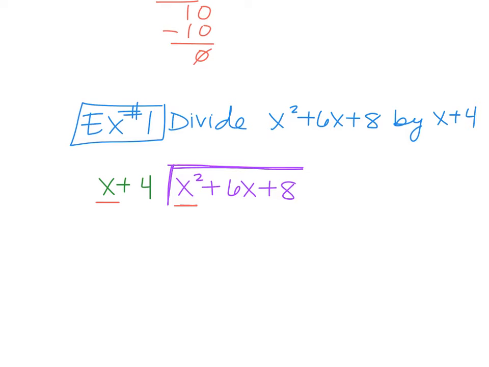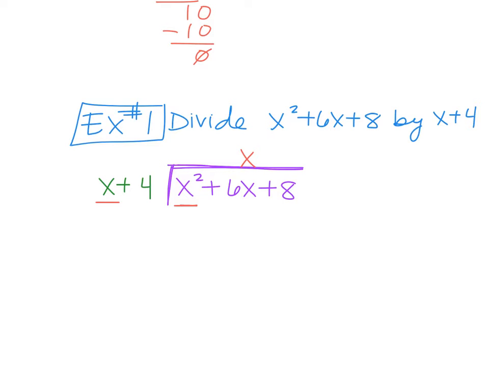Now here's the deal. There's no rule about where you put that x up top, but think of this kind of like columns, right? All of my x squareds go here, all of my x's go there, all of my constants go there. That's how I like to set it up. So because I'm multiplying by x, I'm going to put it above my 6x because that's where my linear term is, my x term, okay?